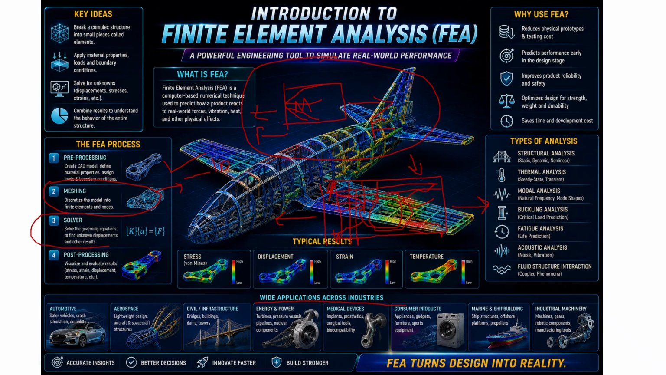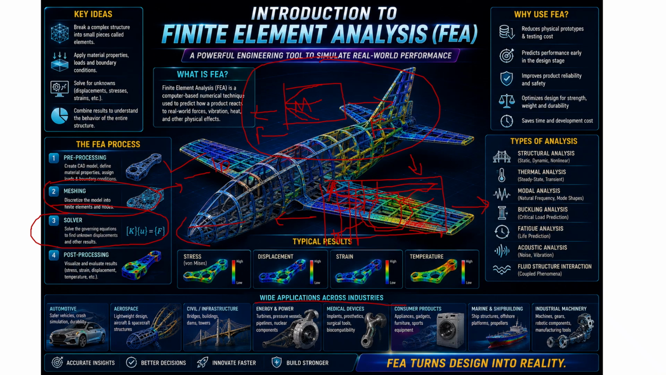Then the solver. The solver solves the equations. The solver uses the governing equation to find the unknown displacements and other results. What do you mean by the governing equation? What do you mean by the stiffness matrix? These kinds of things I will explain. Once you apply the load, the computer or software calculates the load using its equations and formulas, which are coded at the back end of the software. It will calculate the load at each element and each node, create a stiffness matrix, and show the result. This kind of process comes into the solver.